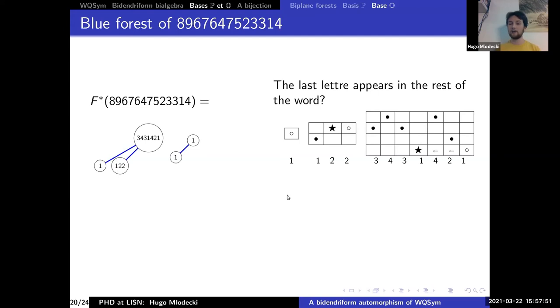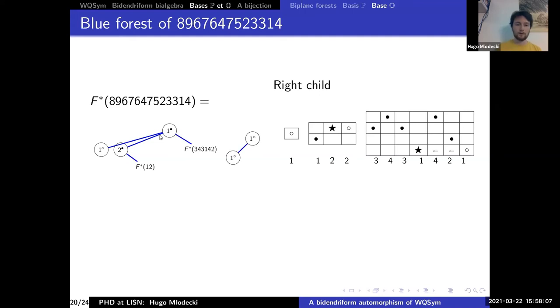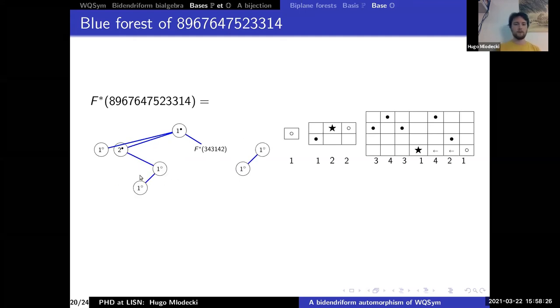Okay, now the label of a node of a blue pack tree will be the value of the last letter and a boolean, which is true or false for this question. We will symbolize it by a bullet or a circle, just like that. And again, we loop on the rest of the word, which will be the right children. I do it quickly for this part here. And now I will just explain it one last time for this part, 3, 4, 3, 1, 4, 2.